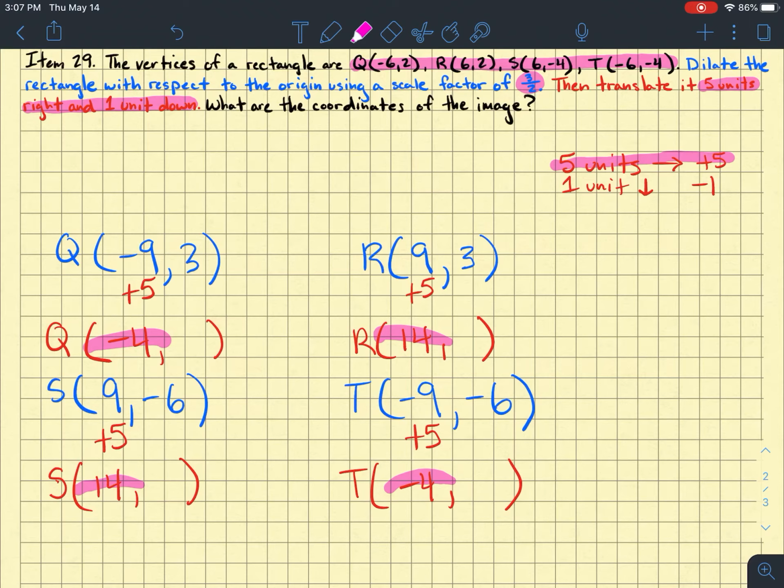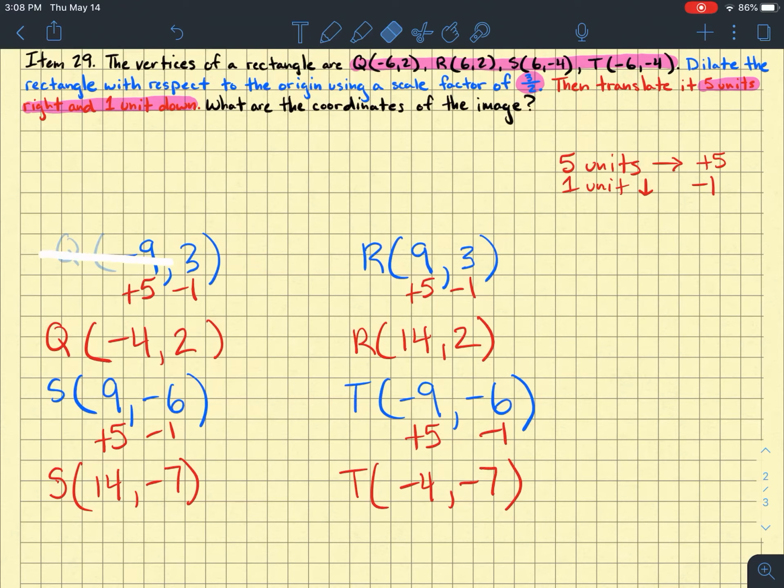Okay, now we're going to move the y, which is 1 unit down. So that means we're just going to subtract 1 from every y. So 3 minus 1. Let me erase these guys real quick. Sorry. So 3 minus 1 is 2. 3 minus 1 is 2. -6 minus 1 is -7, and -6 minus 1 is -7.